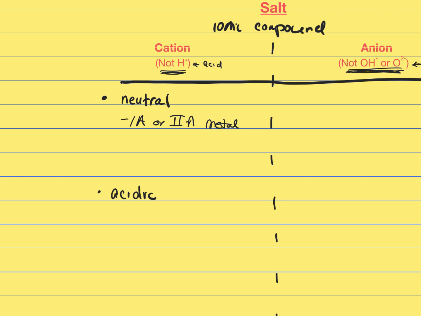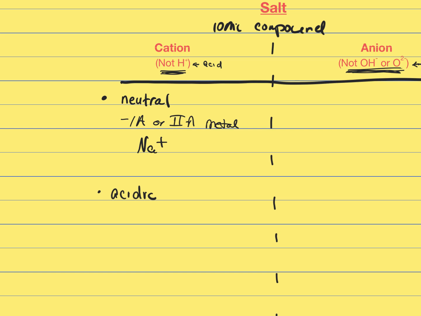Let me give you an example of a 1A metal, Na+. Let's think about why that would be neutral. Does it have an H plus on it that it can donate? No, it does not. Could it accept a proton, accept an H plus? Well, certainly not, because H pluses are positively charged, and an Na plus and an H plus would repel each other. So it doesn't have a proton to donate, and it certainly could not accept a proton either. So it is neutral.